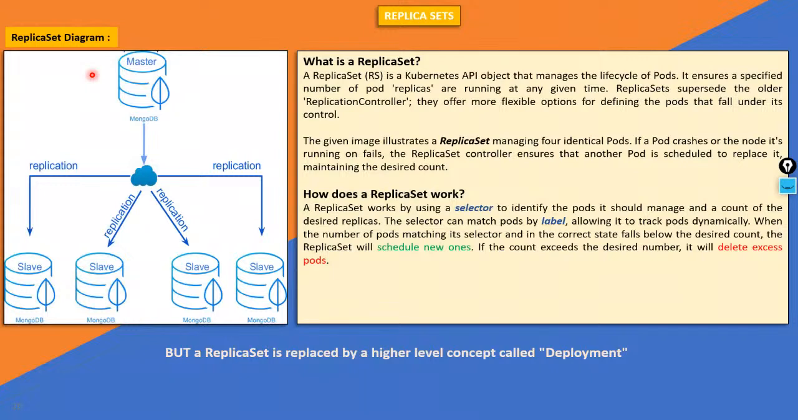So there is a replication, and you see that this is the master MongoDB database, and you can do a replication of having 4 more pods. So if this one goes down, another pod will be replacing this. So it will never go down.